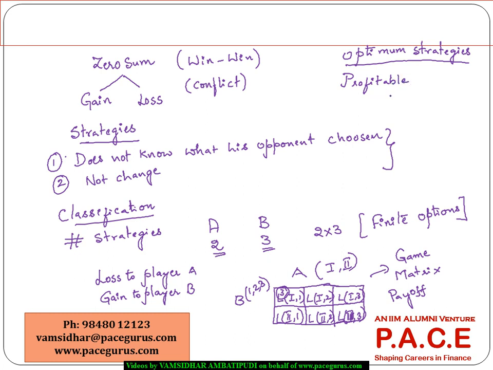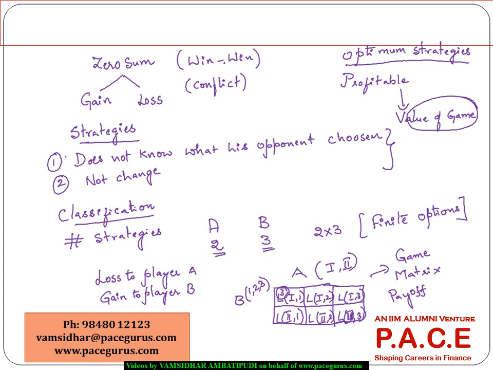So if the particular strategy has to be more profitable to A, what is that he has to choose? And if it has to be more profitable to B, what is that he has to choose? And finally, can I come out with the value of the game as such? Can I compute the overall value of the game? This is the entire intention behind the development of the game theory exercise.